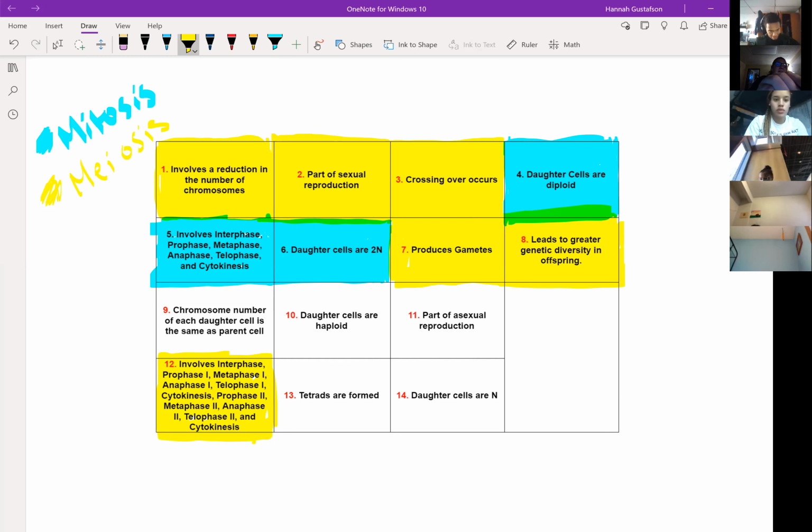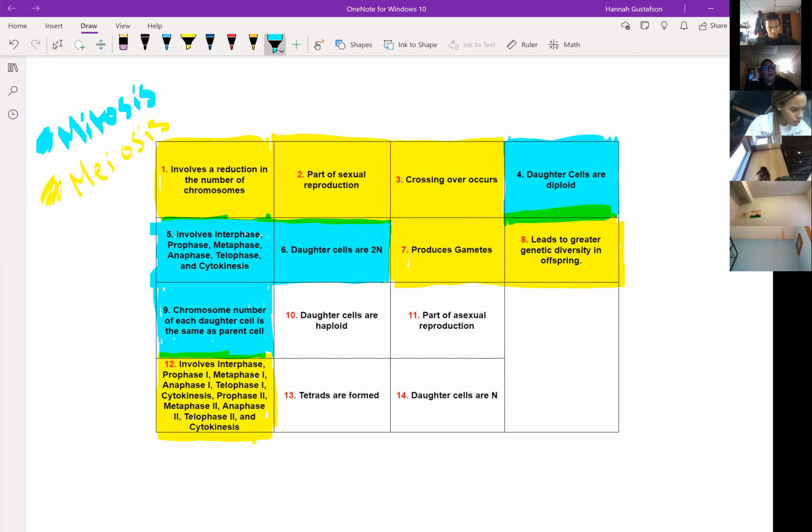Mitosis. Correct. This is because we start and end with the same amount of chromosomes. Let me color that in quick. Then we are going to head right into number 10.